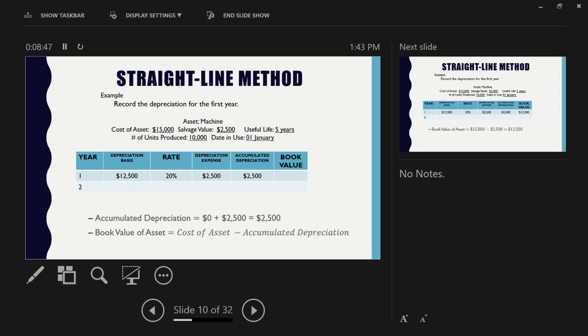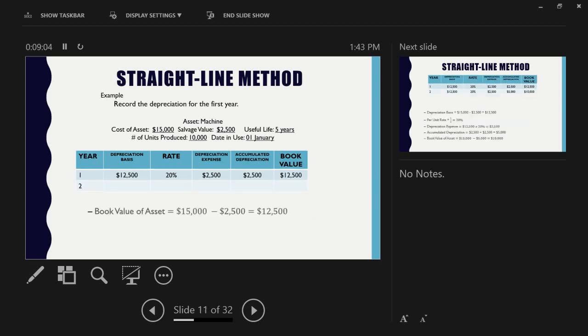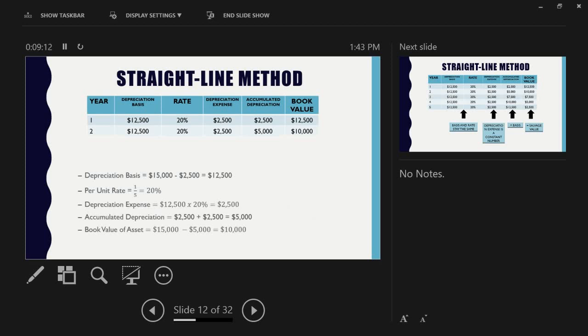And then what is my book value? The original price of the asset minus the accumulated depreciation. What do you get here? 12,500. That is correct. Good. So let's go ahead and do the second year. Oh, never mind. I already did it for you.